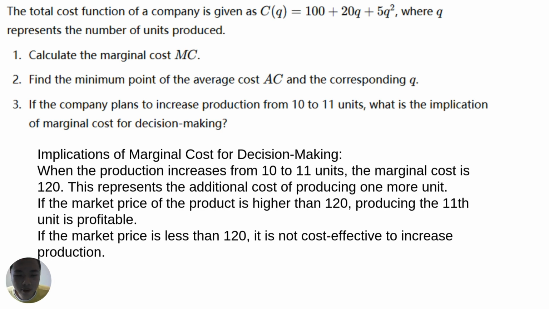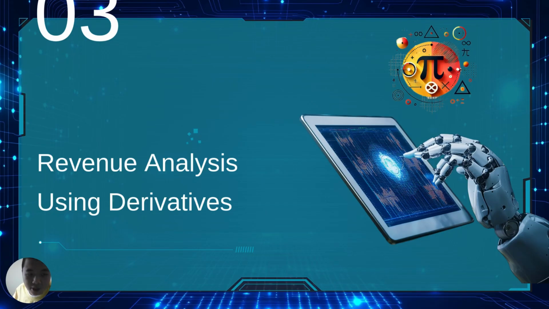When production increases from 10 to 11 units, the marginal cost is 120. This represents the additional cost of producing one more unit. If the market price of the product is higher than 120, producing the 11th unit is profitable. If the market price is less than 120, it is not cost effective to increase production. Well, let's start the revenue analysis using derivatives.